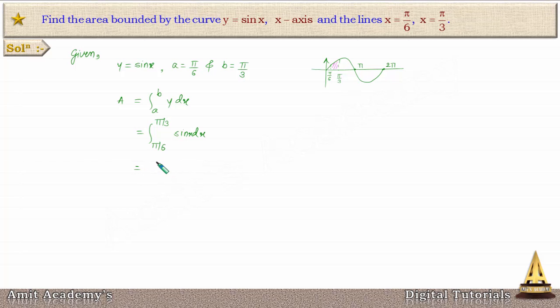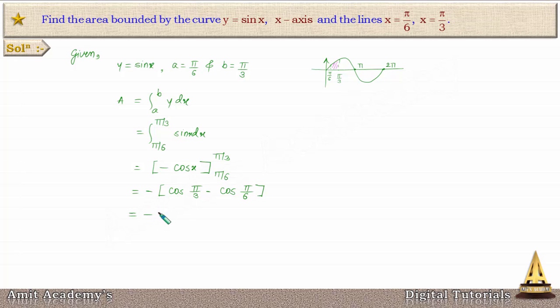So, is equal to, now we know that integration sine x dx is minus cos x, and the limits are from pi by 6 to pi by 3. So, is equal to, I am writing this minus sign outside this bracket, so I will get minus in bracket. For this x, first we have to write the upper limit, that is pi by 3, minus, then we have to write the lower limit, that is pi by 6. So, I will get cos pi by 3 minus cos pi by 6.